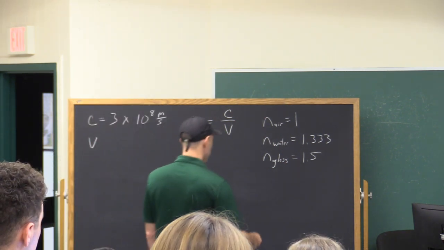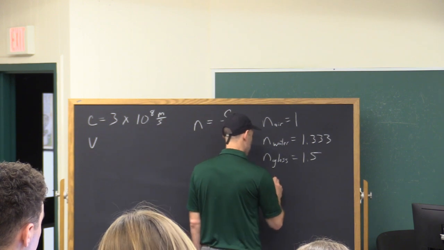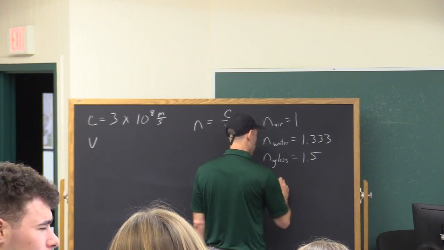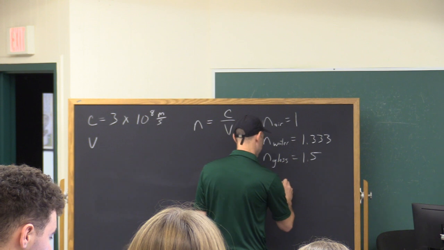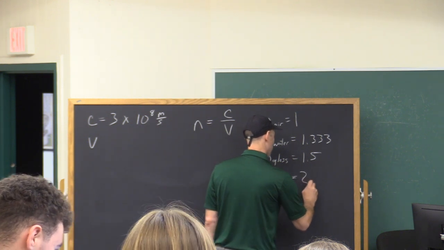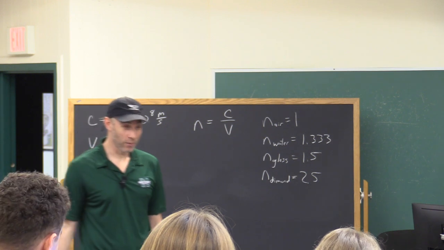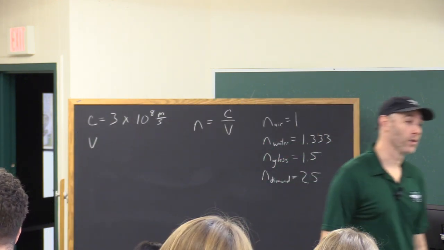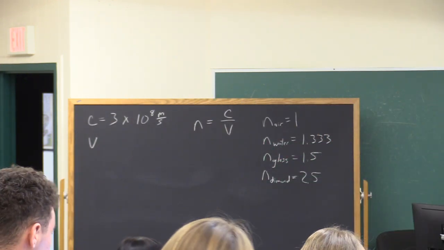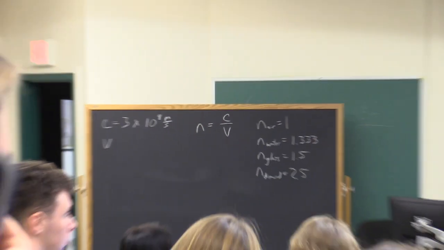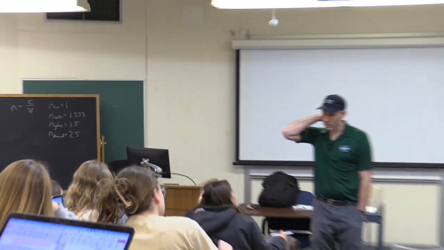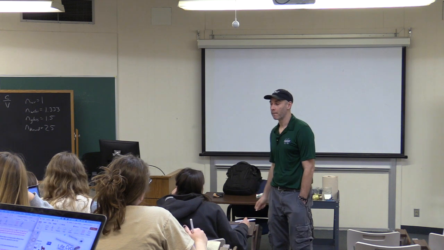I told you diamond. Do you remember what I said for diamond? Good memory. You do listen. I really didn't think so. And that's way slower, right? Much slower. That's part of the reason why diamond's so sparkly. It gives us something called total internal reflection, which we're going to talk about in a little bit.